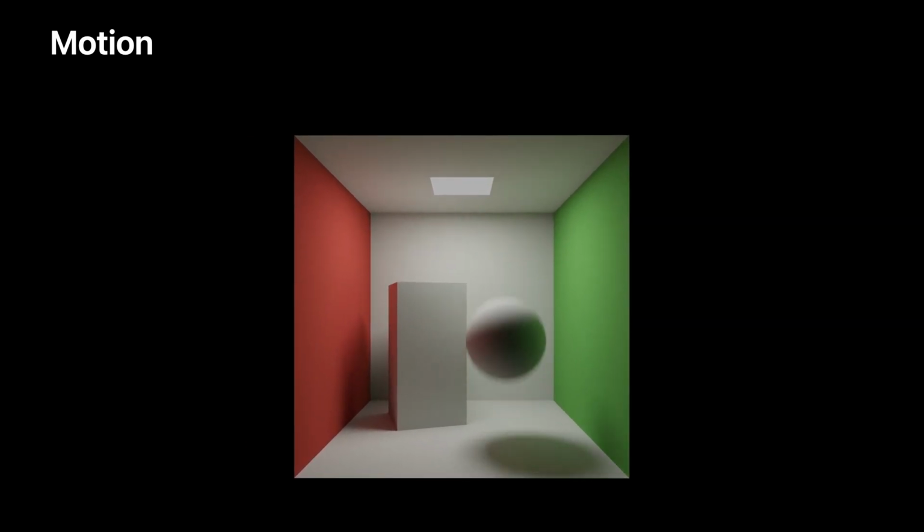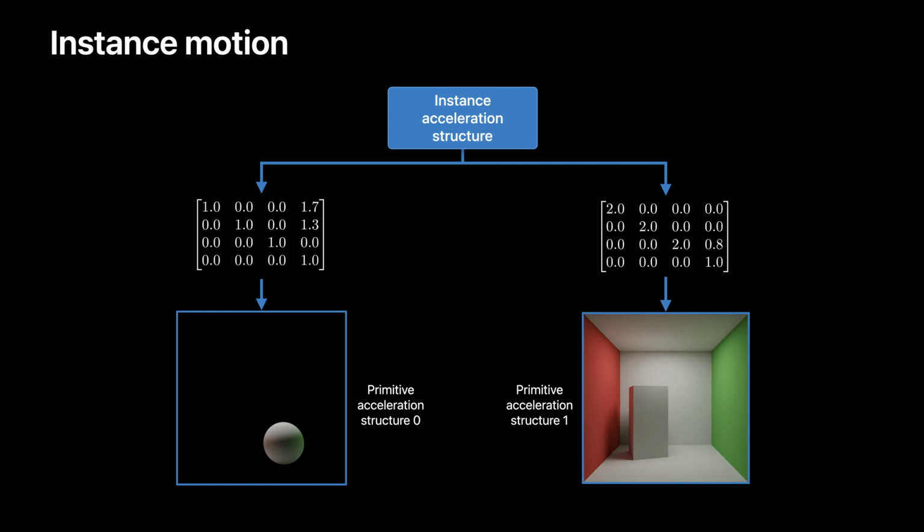Let's first talk about instance motion. In an instance acceleration structure, each instance is associated with a transformation matrix. This matrix describes where to place the geometry in the scene. In this example, you have two primitive acceleration structures, one for the sphere and another for the static geometry. Each primitive acceleration structure has a single instance.